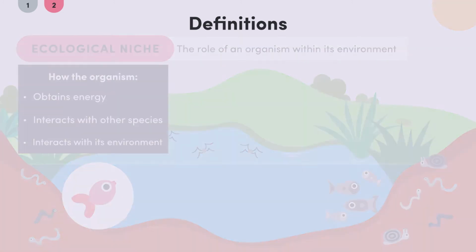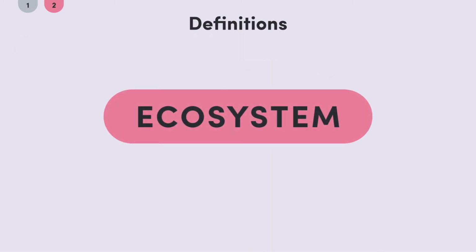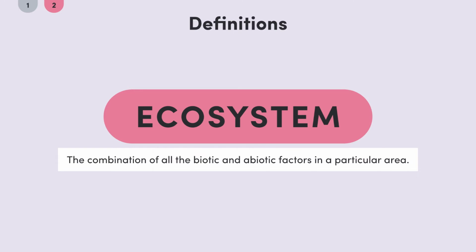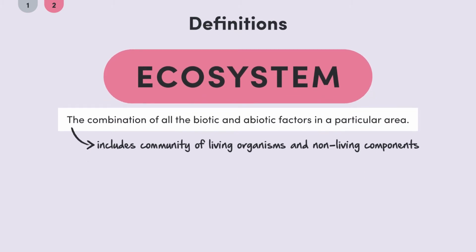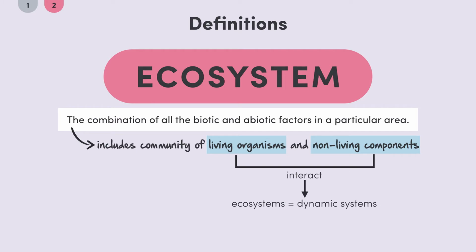And finally, the definition of an ecosystem is a combination of all the biotic and abiotic factors in a particular area. So that includes the community of organisms living there and all the non-living components of its environment. Now, the biotic and abiotic factors of an ecosystem all interact with each other. And these interactions mean that the ecosystem is always changing. Because of this, ecosystems are said to be dynamic systems.